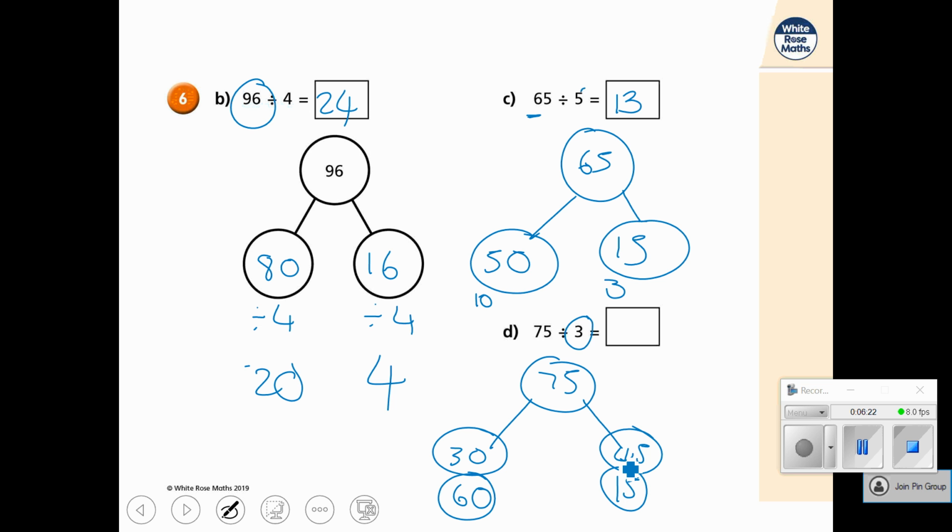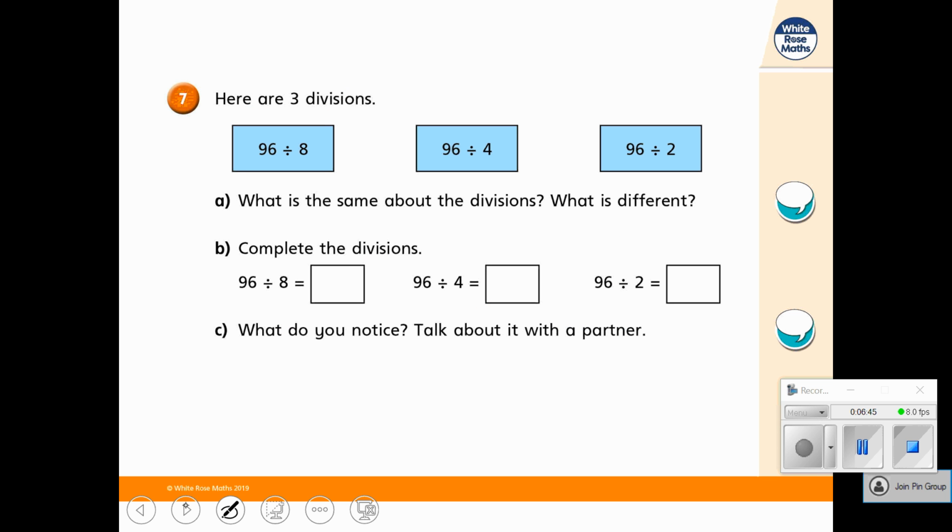So 60 divided by 3 equals 20. 15 divided by 3 equals 3. So my answer is 23. Sorry, 15 divided by 3 is 5. So my answer is 25. My apologies. Right, last question.